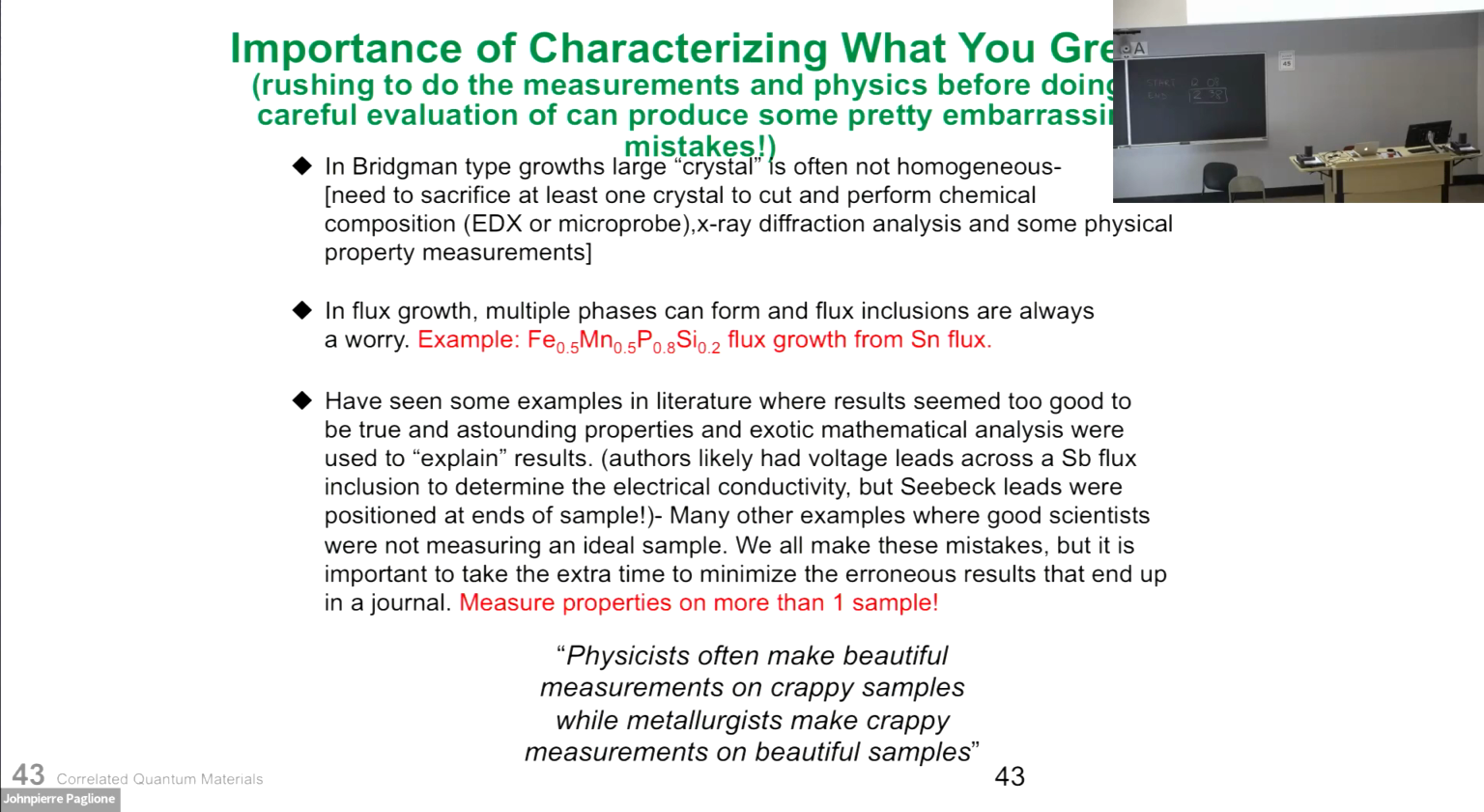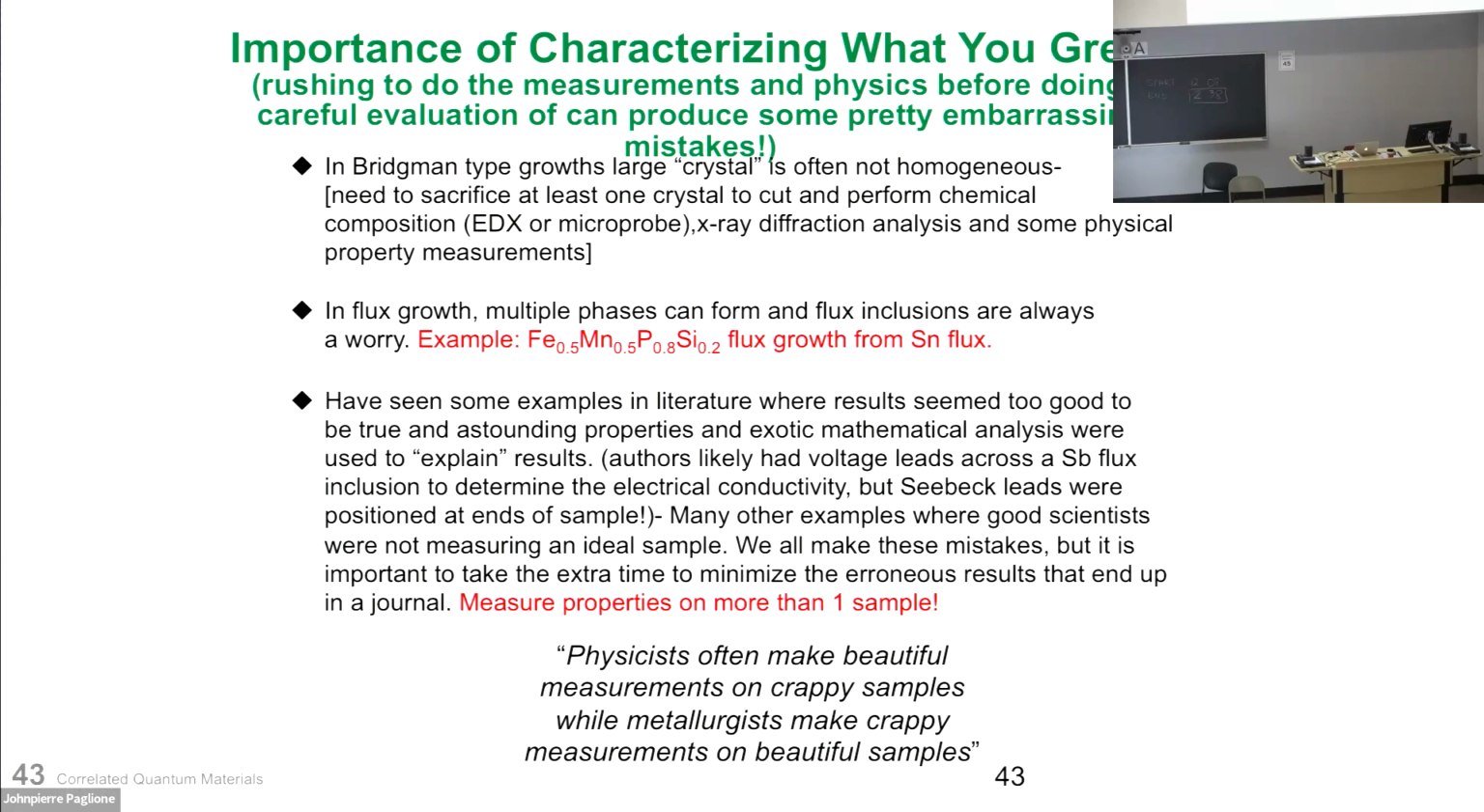So if you grow a crystal by Bridgman, which will give you a very large crystal, you have to at least sacrifice one or more crystals to see how homogeneous it is chemically along the length of the crystal. And ideally, you'd like to look at it with microprobe, X-ray diffraction, and probably some physical property measurements at different points along the crystal.